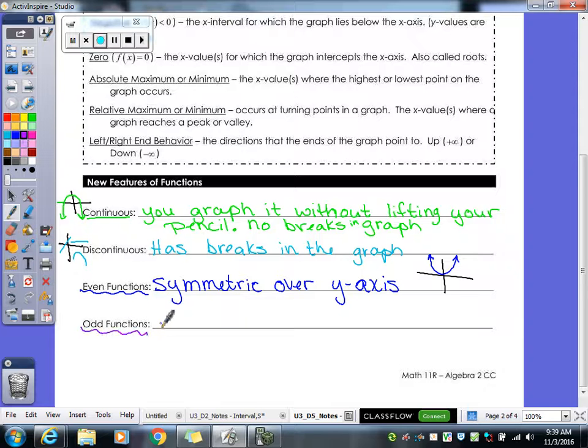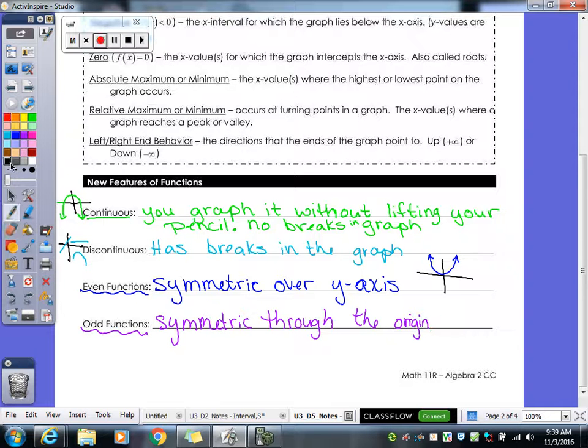Our odd functions are symmetric through the origin. Now, I wasn't going to write over, but I want the word through. Symmetric through the origin. We really haven't done too much with odd functions.